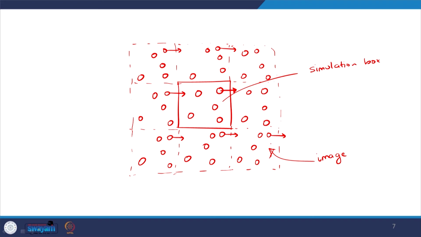And since the images also undergo the same movement, as soon as this guy leaves, another guy comes in and fills the void from the other end. That is just an implication of the assumption of the images of the system, right?